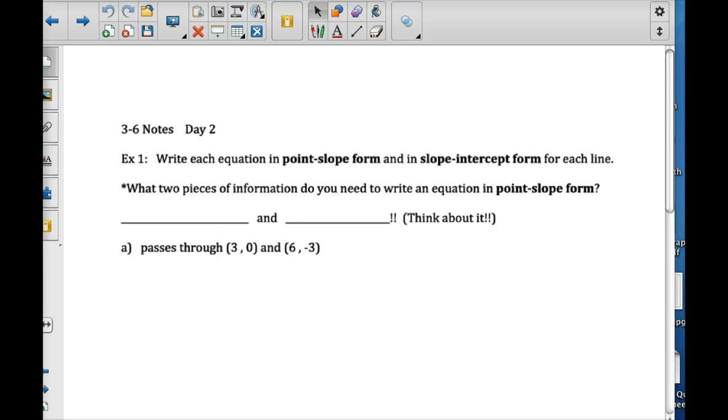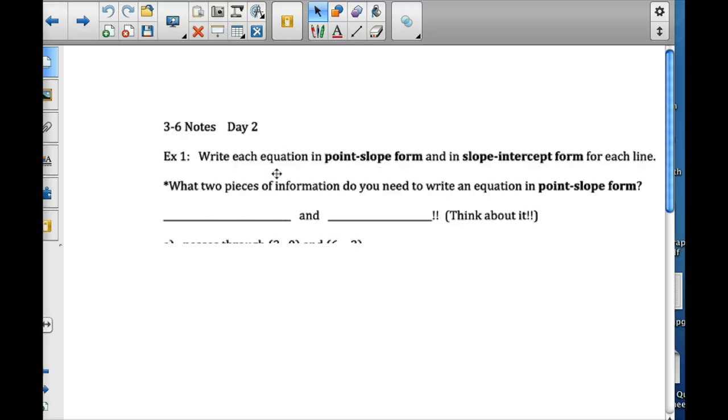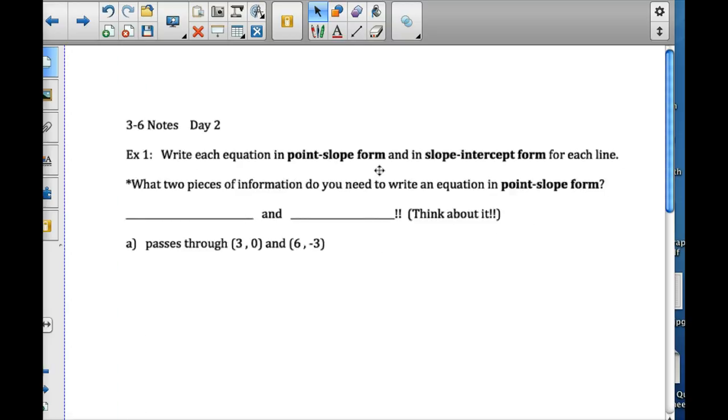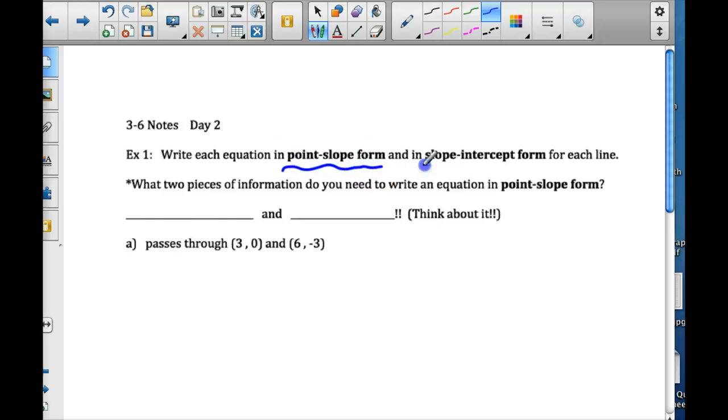All right, today we're going to write the equations in point-slope form and in slope-intercept form for a line. Does that sound like what we did on Monday? Think. Yeah, what we did on Monday. Point-slope form and then slope-intercept form. Okay? Guys, it's what we did on Monday.